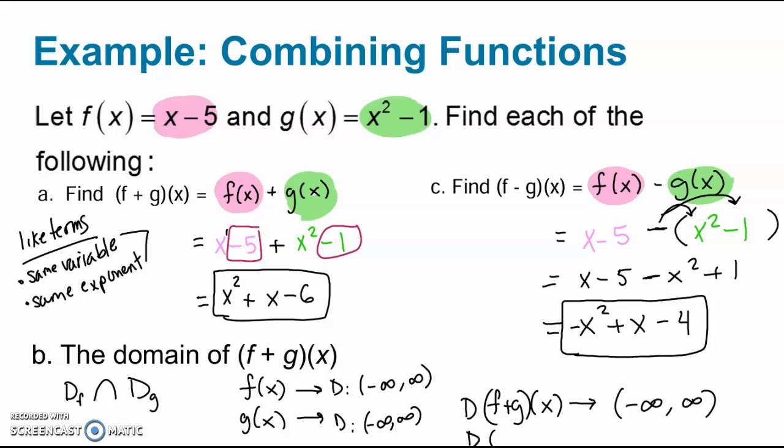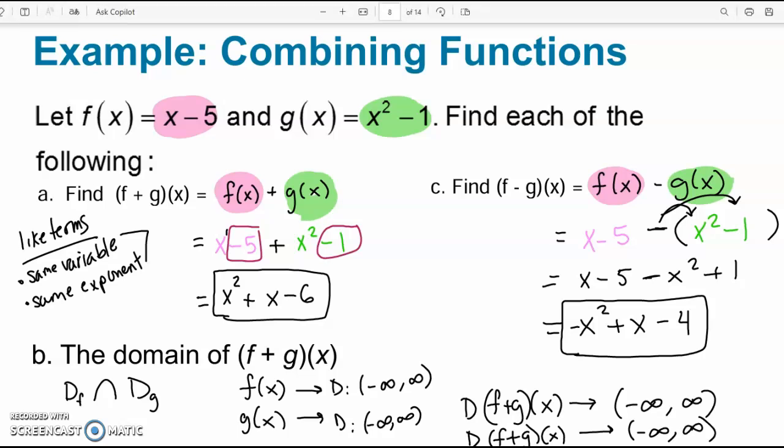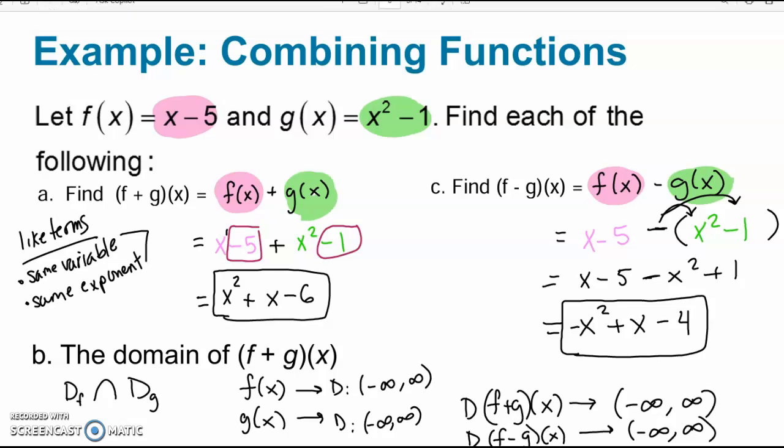The domain here is, again, where they overlap, and they overlap everywhere. So the domain of f minus g(x) will be all real numbers also.